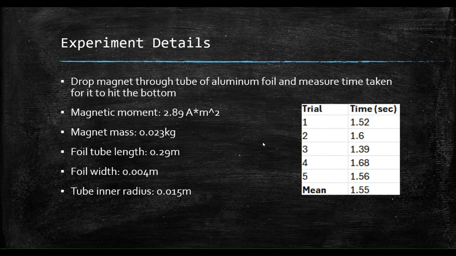The magnetic moment of the magnet and the mass are both given here. They were found in lab, or they were given at lab 3. The measured foil tube length was 0.29 meters. The foil width was 0.004 meters, and then the inner radius of the tube was 0.015 meters.